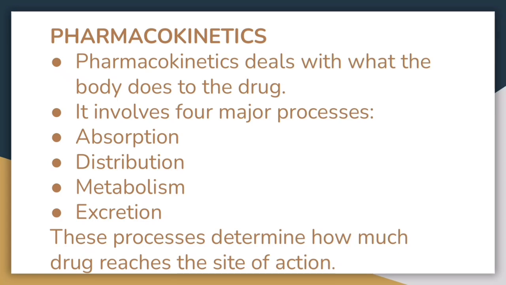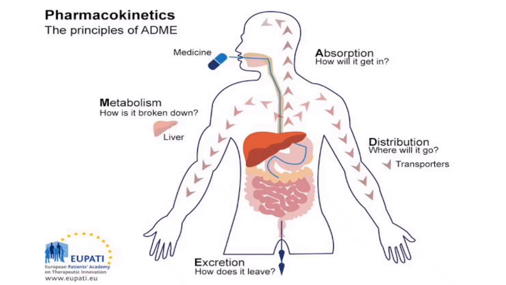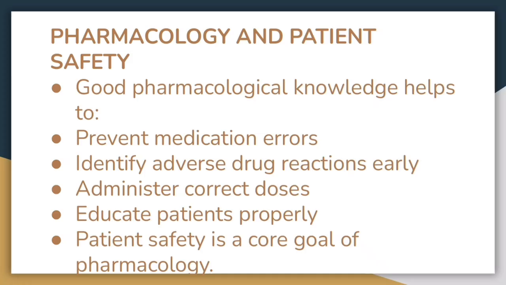So basically, when you ingest the drug, it is absorbed by your body. When it's absorbed, it then distributes to every part of the body. When it's done doing its work for the time that it's needed, the liver then metabolizes it, breaks it down, and then excretes it. So this is another little diagram to help you understand that. You can pause and then go through it.